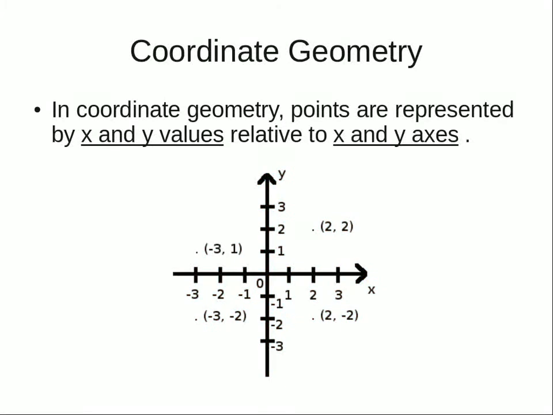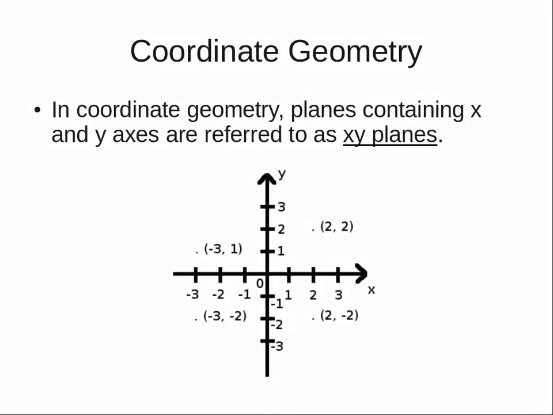Discussion. Coordinate geometry. In coordinate geometry, points or positions are represented by x and y values. X and y values are defined relative to x and y axes. All right? Planes that contain x and y axes are referred to as xy planes. And in the diagram there you can see a representation of an xy plane with x and y axes defined. All right?